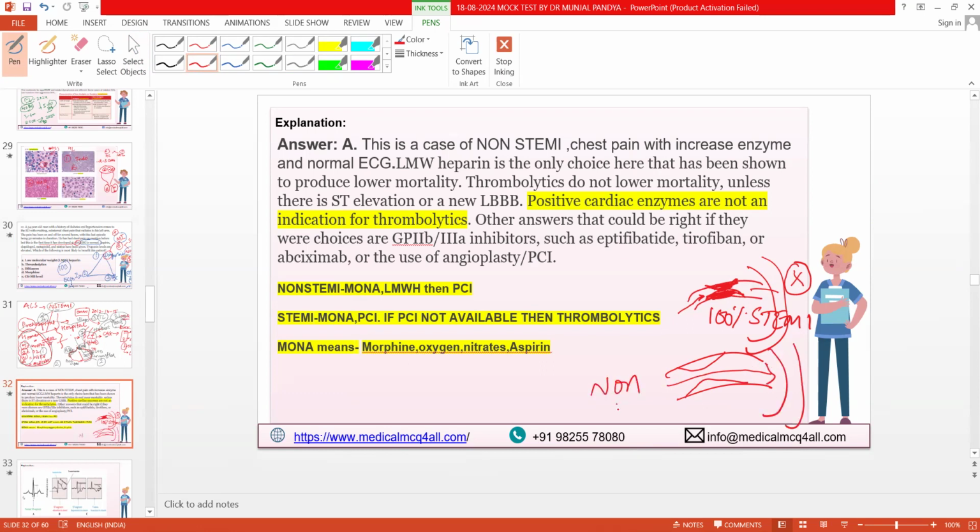Non-STEMI, what do you think, which is more dangerous, 100% block STEMI or non-STEMI? Better prognosis. Anyone? If you have one patient in emergency who has a STEMI and another patient at the same time comes to you in your emergency, it's non-STEMI, which patient do you handle first? Of course, STEMI, 100% STEMI. Why? Because it's 100% block.